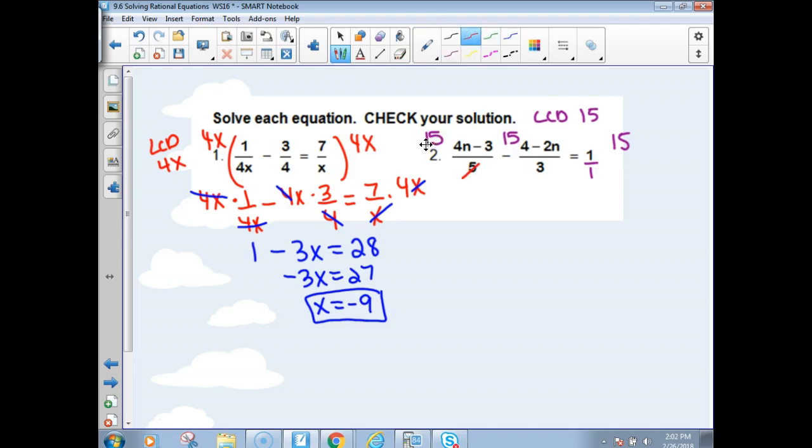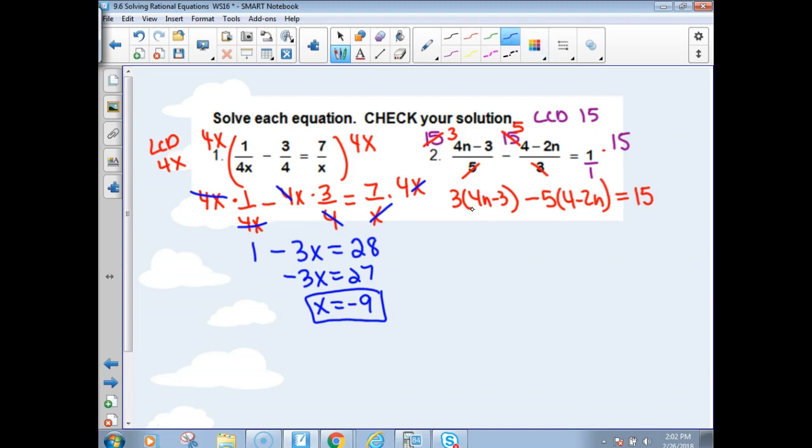5 goes into 15 3 times. So I need to do 3 times 4n minus 3. Minus, don't forget to bring that sign. 3 goes into 15 5 times. So I'm going to have to do minus 5 times 4 minus 2n. And on the right side, 1 times 15 would be 15.